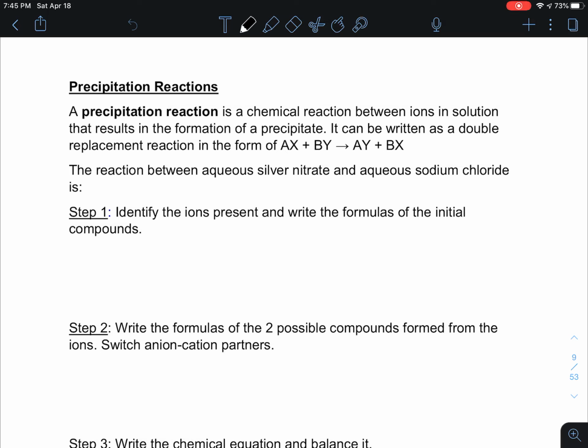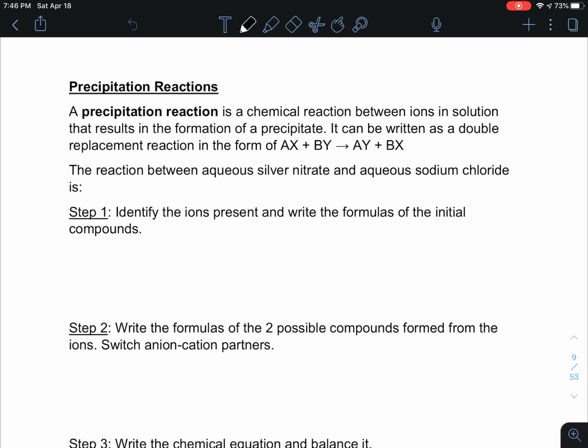Hello everyone! So today we are going to be talking about precipitation reactions. These are the chemical reactions between ions in solution that result in the formation of a solid. We are going to be applying those solubility rules, figuring out what sort of solid is going to form, and then we are going to write out the formulas in the correct format, and we'll show you some other things that happen as well.